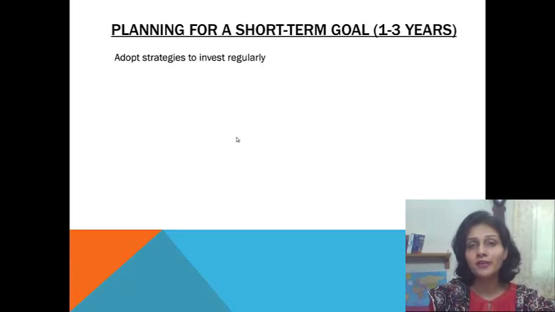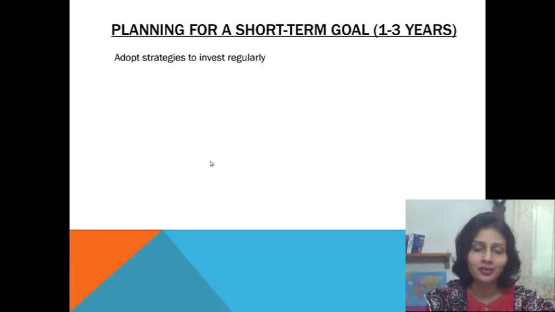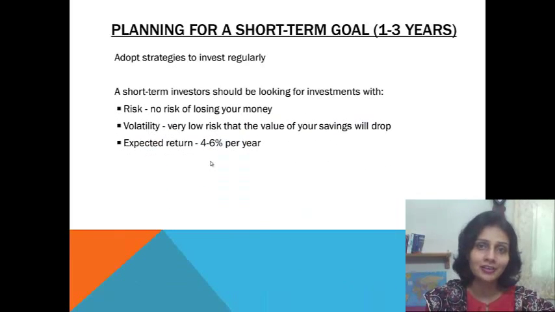You have to choose an investment which will make sure that you have the money at the end of the period to fulfill your short-term goals. Now let's see how you will select that investment.